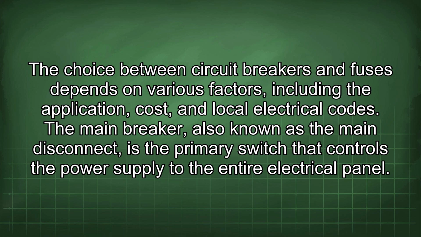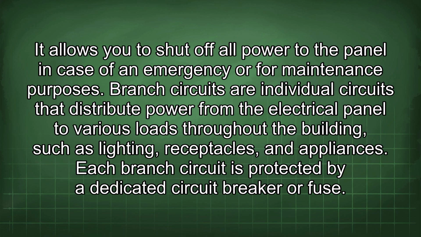local electrical codes. The main breaker, also known as the main disconnect, is the primary switch that controls the power supply to the entire electrical panel. It allows you to shut off all power to the panel in case of an emergency or for maintenance purposes.